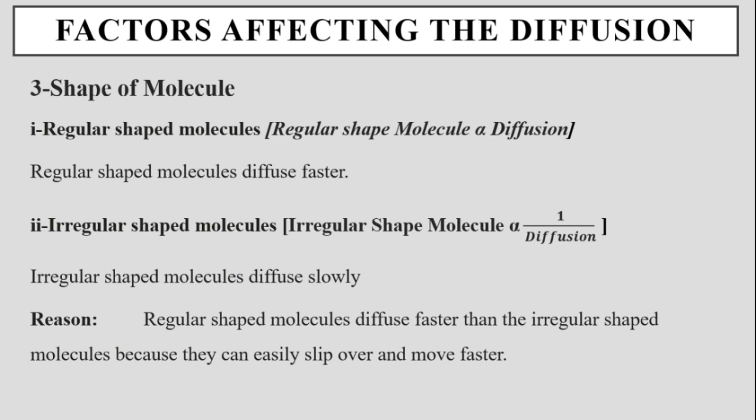We can say what is the reason behind that: regular shaped molecules have a greater rate of diffusion as compared to irregular shaped molecules. The reason is that regular shaped molecules diffuse faster than irregular shaped molecules because they can easily slip over and fast over. As I have already mentioned, regular shaped molecules have good slippery surfaces and they can move fast and slip fast. So the rate of diffusion of regular shaped molecules is greater than that of irregular shaped molecules.